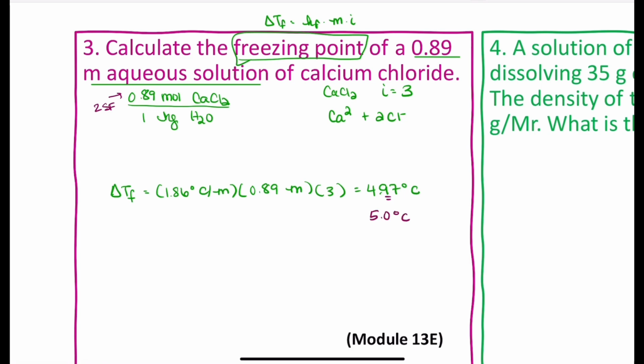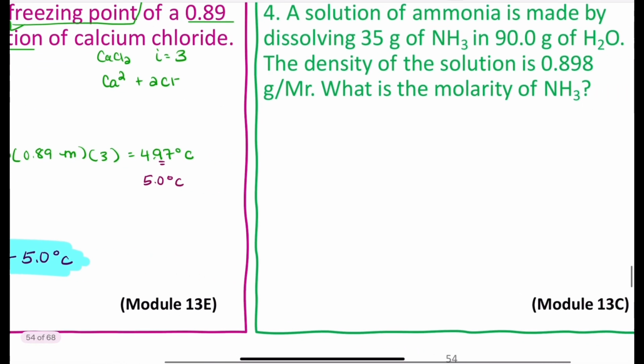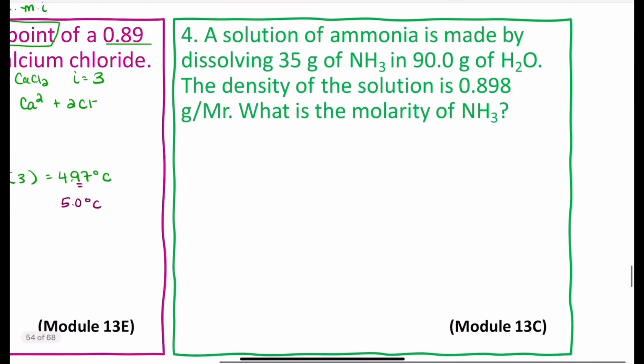But again, that is not my final answer. That's just the change in temperature. It is freezing point depression, which means the freezing point must decrease or depress. It has to go down, which means for the solution, because it's aqueous, I'm starting at 0 degrees C and I'm going down. My freezing point is negative 5.0, for sig figs, degrees C. Let's look at number 4.